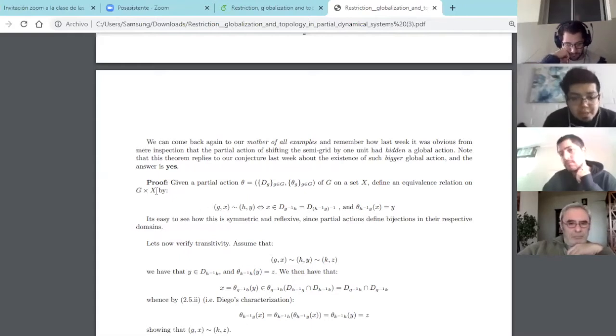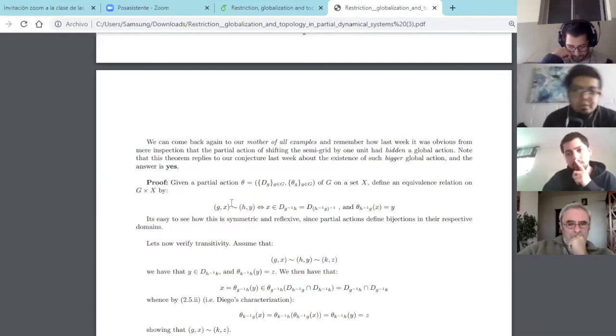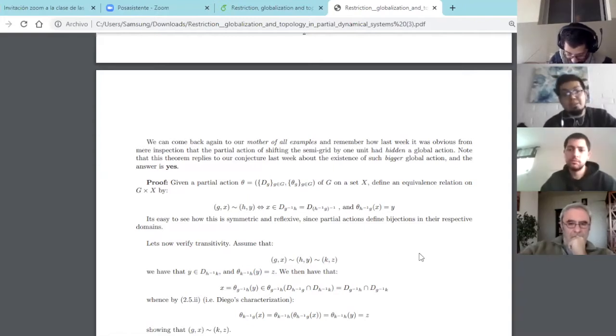In G times X, given by: if x corresponds to this domain, that is equal to this, and if this composition takes x into y. So this somehow recalls the converse of the points, and it's a part of the groupoid.